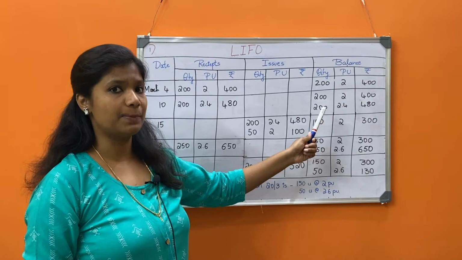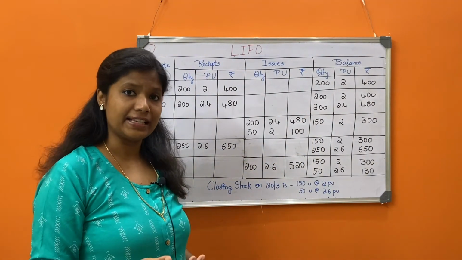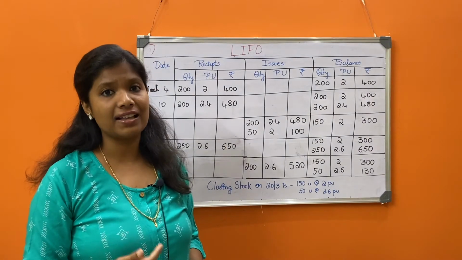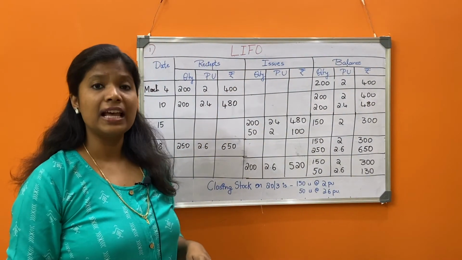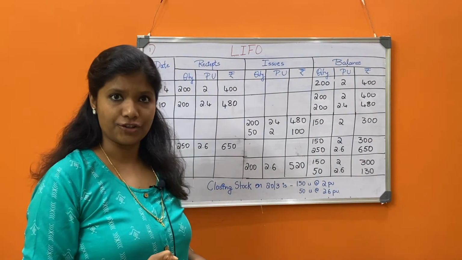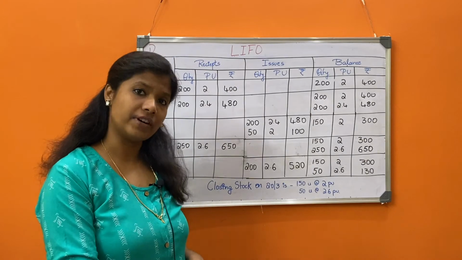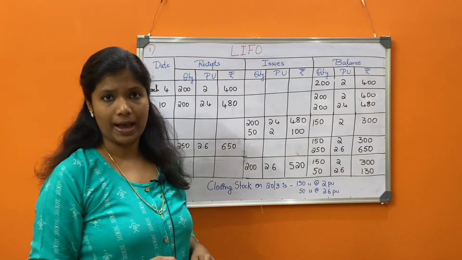Okay, if you can observe, when does the difference arise? The difference arises only when there is last in first out, because as the method says, the last stock that is moved into the factory will move out first. Okay, so let's see how the issue happens.